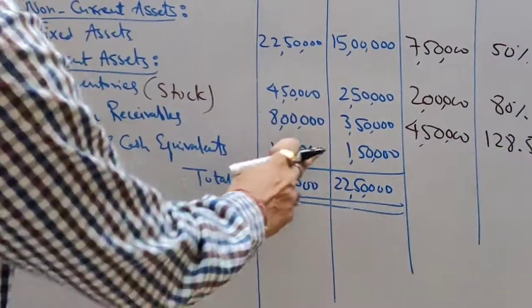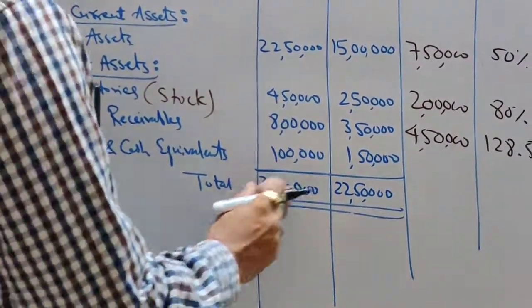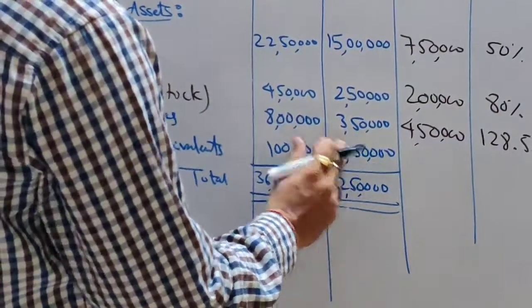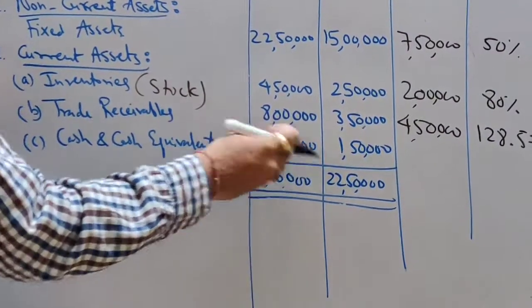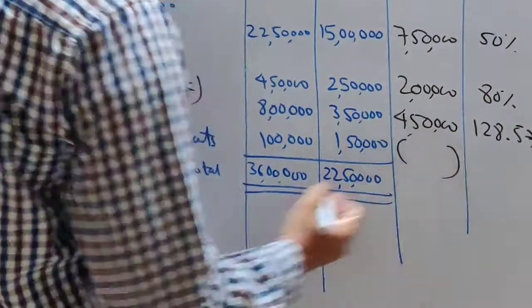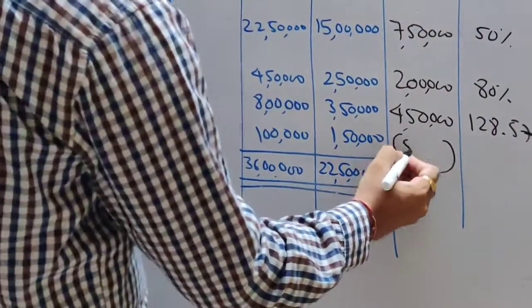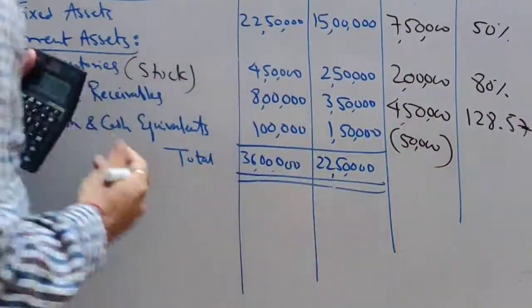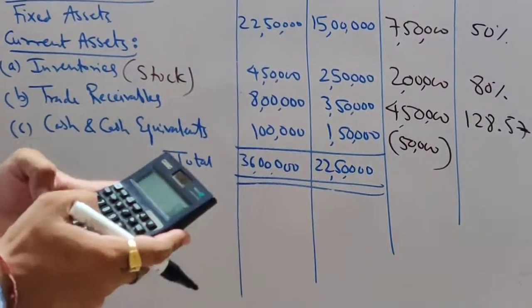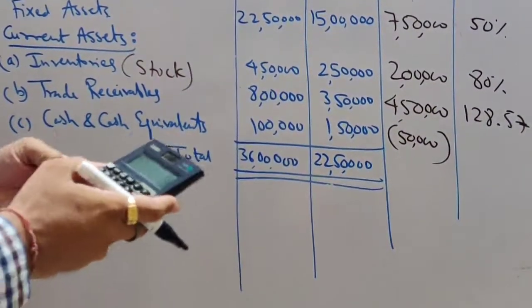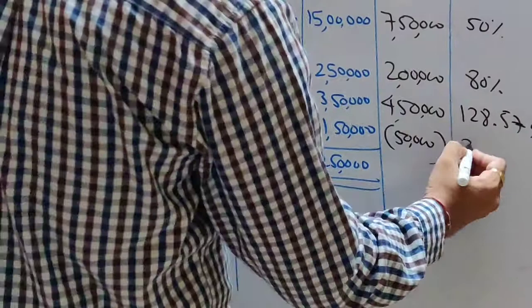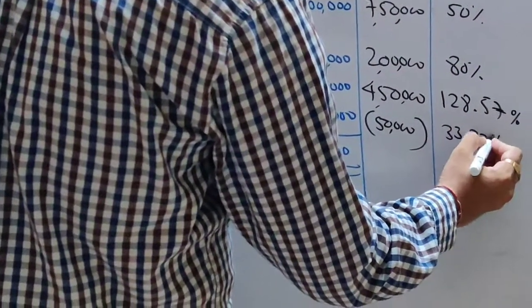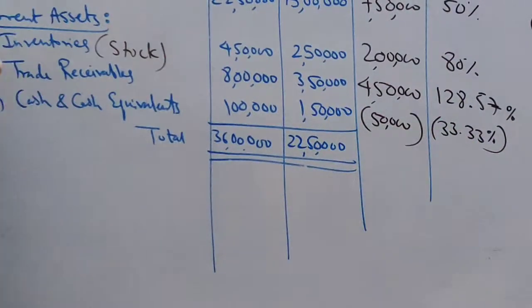Last item, cash and cash equivalent. Last year the company was having cash of 1,50,000. Now it became only 1 lakh. So your cash is decreasing by what amount? 50,000. Let's find the percentage. 50,000 divided by 1,50,000. 33.33%. You will write it in brackets.